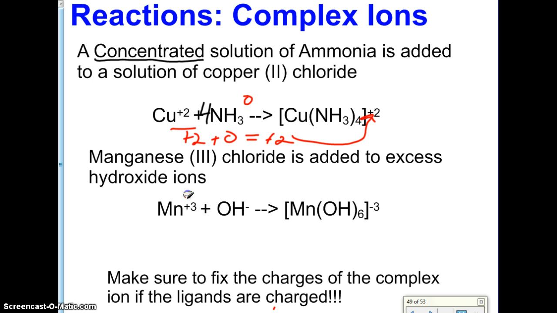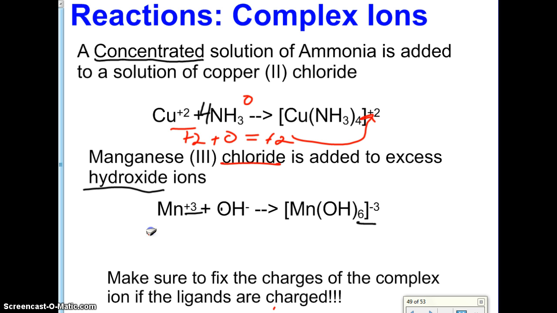Same thing down here, manganese 3 chloride is added to excess hydroxide ions. Again, we have our chlorine, but we have excess hydroxide, not excess chlorine. So our transition metal is manganese 3, so Mn plus 3. Our ligand is hydroxide, OH minus. We draw our arrow, bracket, sorry, manganese parentheses, OH close parentheses. The number of hydroxide comes from the fact that it's +3, so twice that is 6.